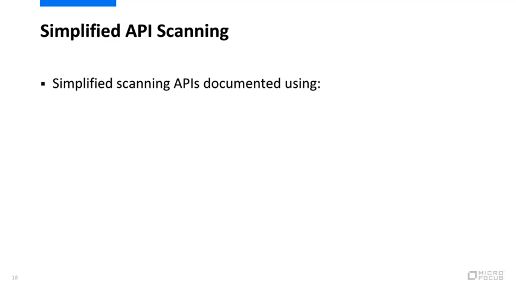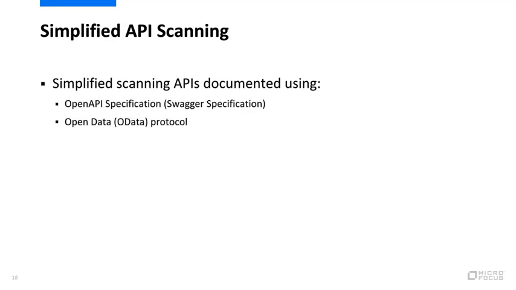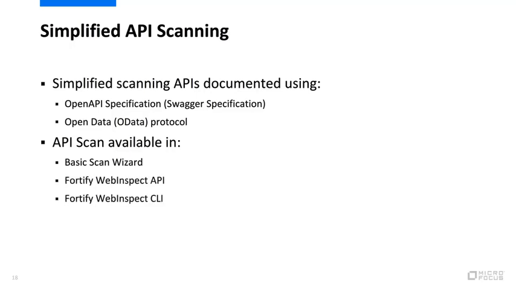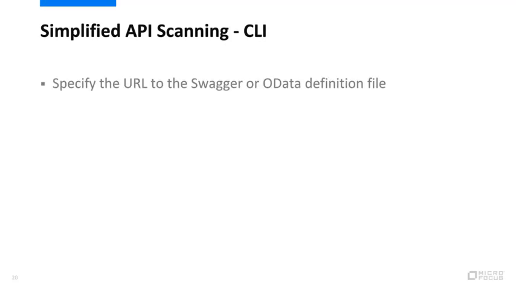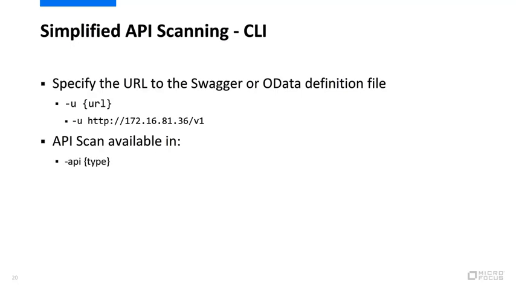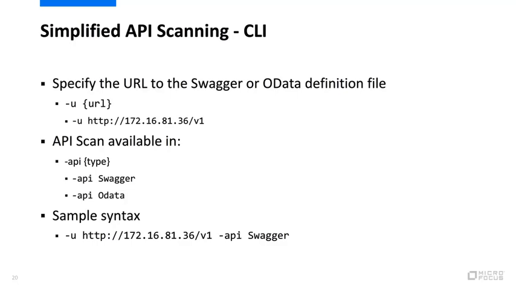We've simplified the scanning of APIs that are documented using the Open API specification or the Open Data Protocol. You can use the API scan option in the basic scan wizard or leverage this feature from the Fortify WebInspect API or command line interface. To conduct an API scan using the command line interface, use the -u parameter to specify the URL to the Swagger or OData definition file. Then add the new -API parameter to specify the type of API to be scanned. The options are Swagger and OData. API scanning by way of the Fortify WebInspect API is discussed later in this video.